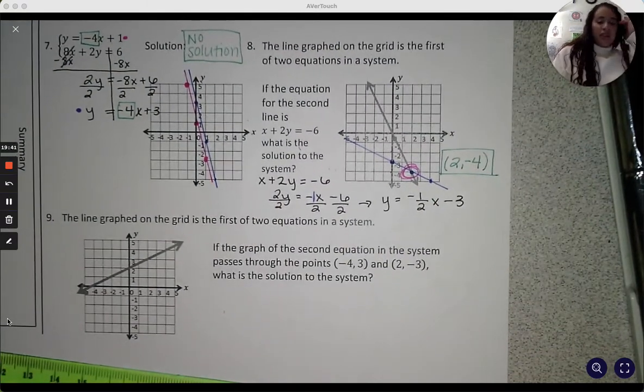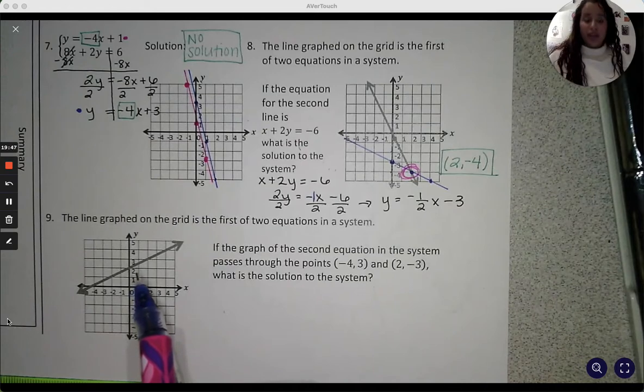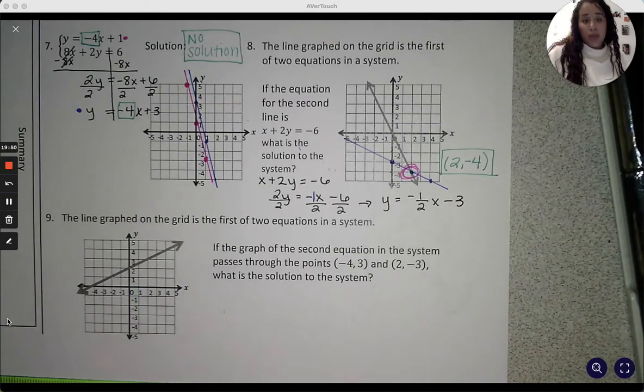A line graphed on the grid is the first of two equations of the system. Do I need to know the equation of the line that's already there? Absolutely not. Irrelevant. Who cares? Not me. If the graph of the second equation in the system passes through the points -4, 3, and 2, -3, what is the solution to the system?